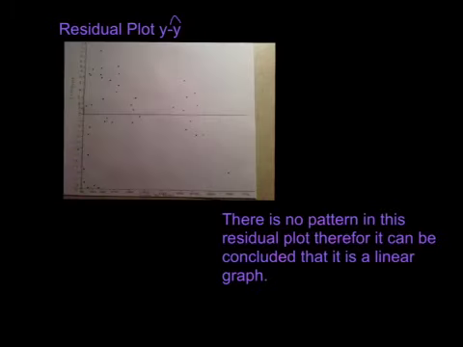And lastly, my residual plot. As you can see, there's absolutely no correlation between these points here, and there's no sort of pattern. Therefore, you can conclude that this is in fact a linear graph and that it does suit the points well.